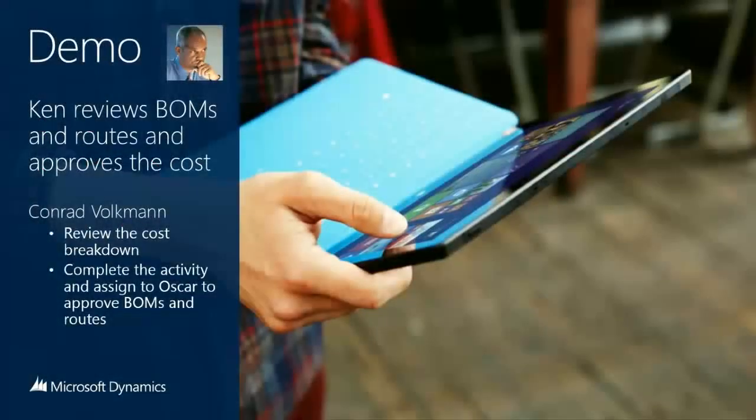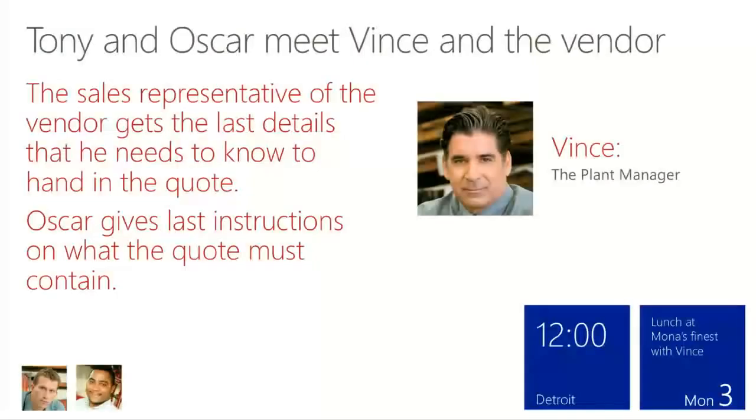So the next thing would be that, now that Oscar has worked on preparing everything, they meet with the vendor. Oscar has sent the BOM and route to the vendor, so they agree that this is the right thing, that it is matching the business case, and they also negotiate the price. Oscar gives last instructions to the vendor on what the quote must contain, so that later on the purchase account manager can create the purchase agreement.